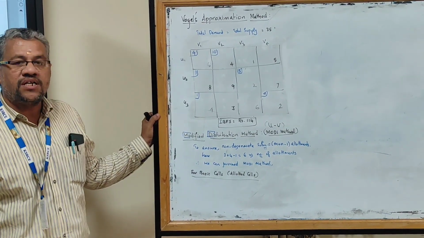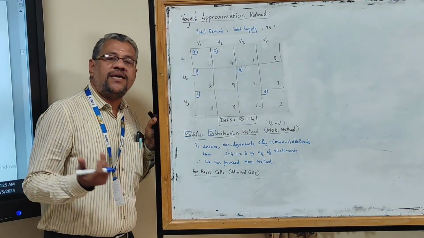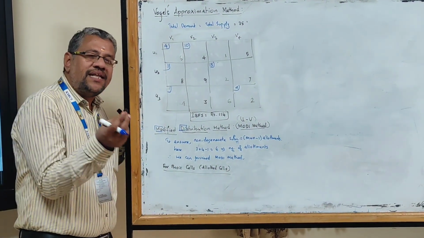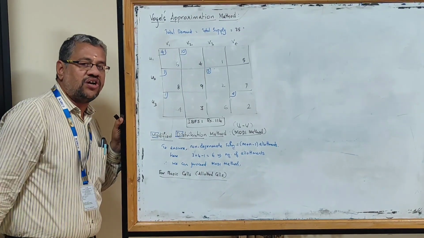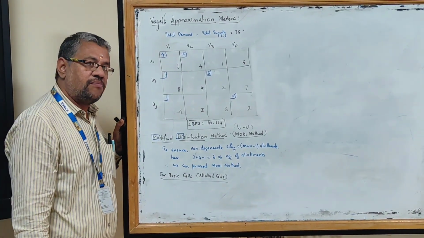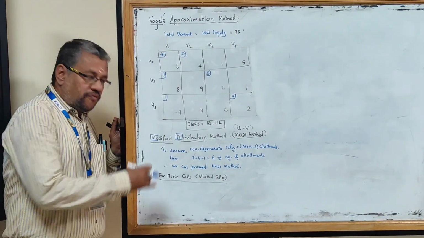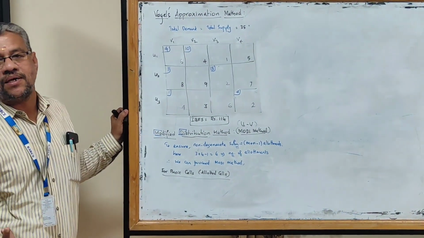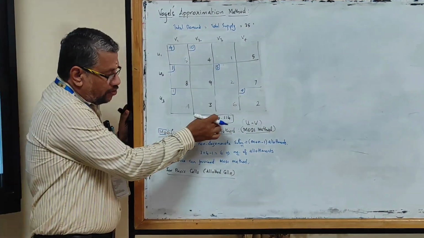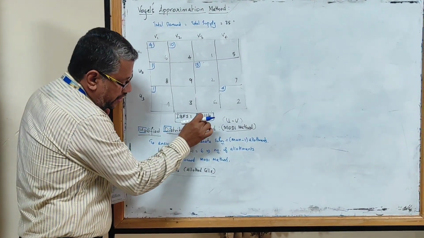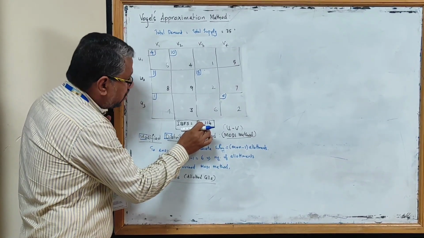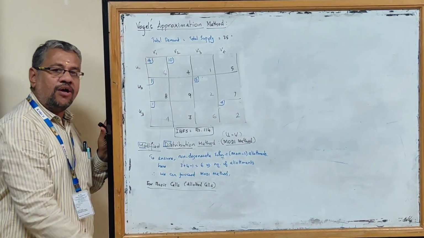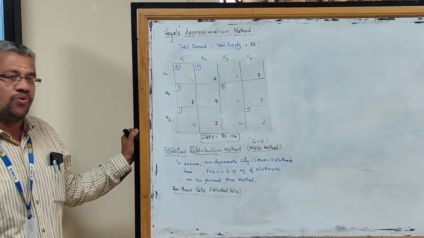The first three methods will give you the initial basic feasible solution of the given transportation problem, that is the initial transportation cost. Whereas the MODI method will give you the optimum solution, the optimized result, whether we'll be able to decrease the cost which is found by VAM. That is what we are going to find in MODI method. That is called optimum solution.